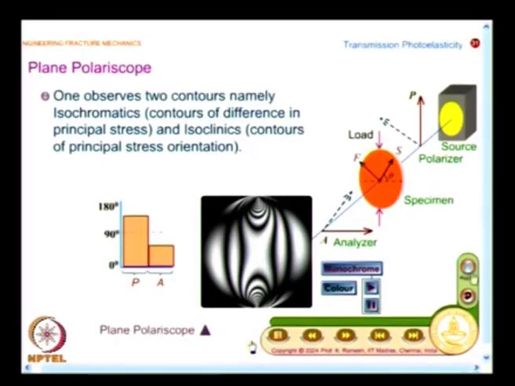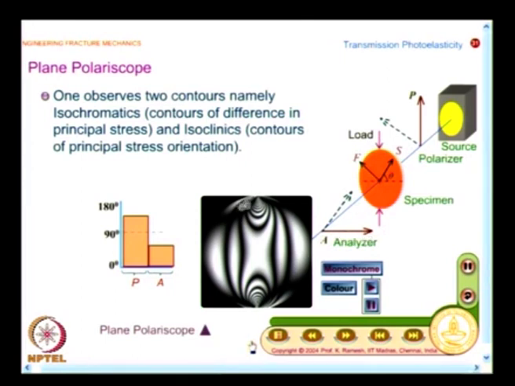We have looked at the plane polariscope elaborately and we have just started looking at the circular polariscope. Nevertheless, we again go back and see what a plane polariscope is, and immediately see what a circular polariscope is and identify the difference between the two. In a plane polariscope, I have the source of light, which is monochromatic, then the first optical element as the polarizer, then a loaded model, then the analyzer.